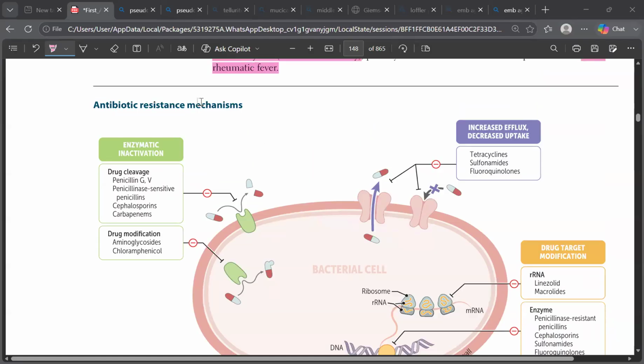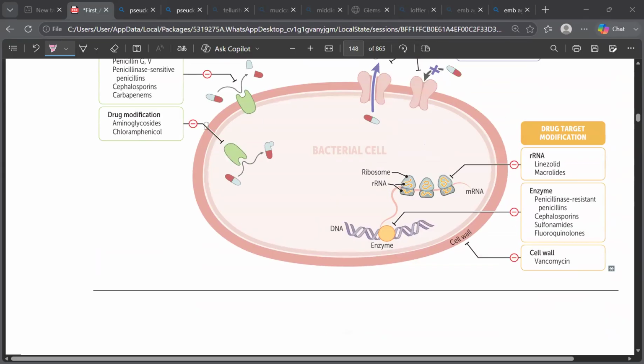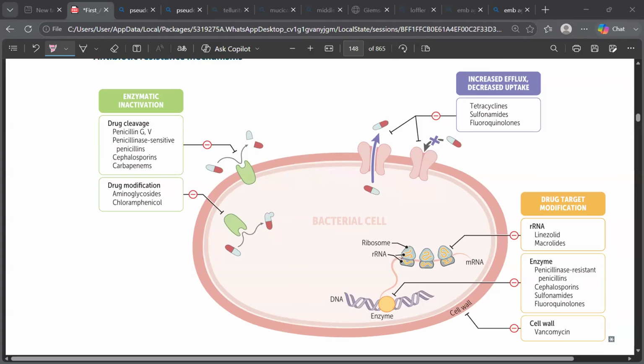Okay, so for this video, we are going to start with antibiotic resistance mechanisms. We are doing basic bacteriology in the microbiology module. This is a bacterial cell. It has ribosomal RNA and messenger RNA that form the ribosome, and this is producing an enzyme from the DNA. And these are the gated or non-gated channels in the cell membrane wall, and these are also some proteins that are present.